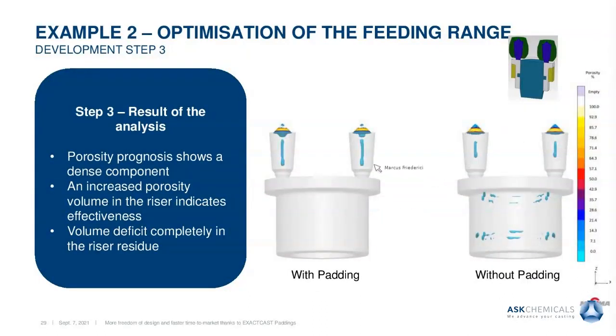What you can also see is that the total void volume in your risers on top is much bigger than in the version before. That means your risers become more effective here, because all the volume deficit the steel or the iron has is now on top in the residual of the riser, and not in the casting. So now this is a solution maybe we want to try.